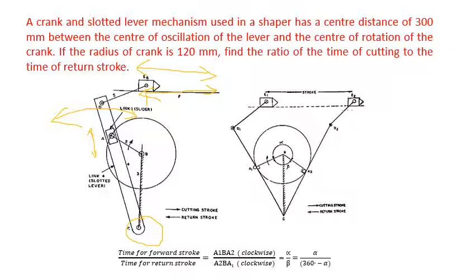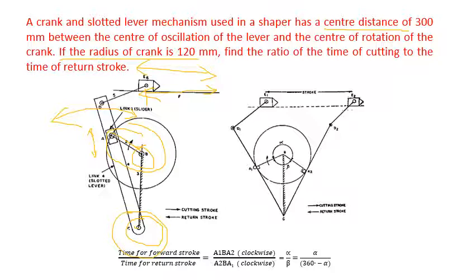So here, which length is given? The center distance of 300 mm between the center of oscillation, this is the center of oscillation, point C of the lever, and the center of rotation, this is the center of rotation. So the link length BC is given, that is 300 mm. The crank radius is 120. Link number 2 is the crank, AB, and the AB value is given.